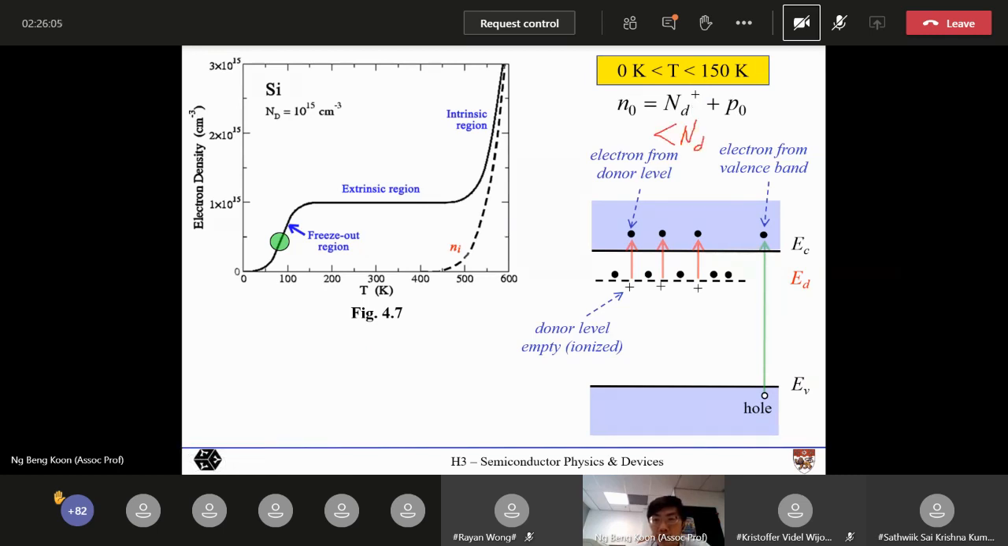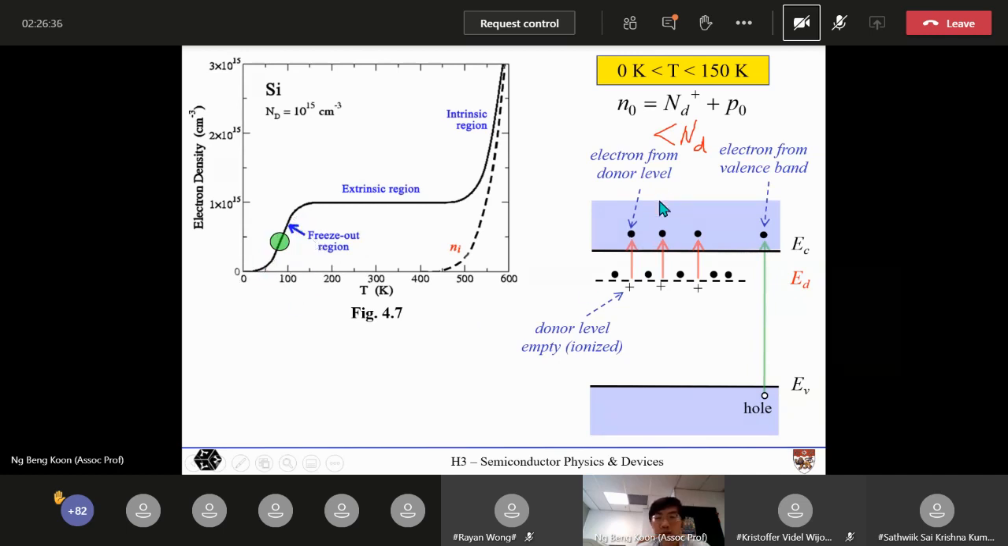Because in this particular scenario, not all the donor atoms have ionized. Of course, the other source is the p naught, the band-to-band transition. So the carrier concentration will increase if you increase the temperature, because you get more and more electrons going from the donor to the conduction band, and the overall electron number will increase as you increase the temperature. That's why you get this increase in the electron concentration in the initial temperature range from 0 to 150 Kelvin.